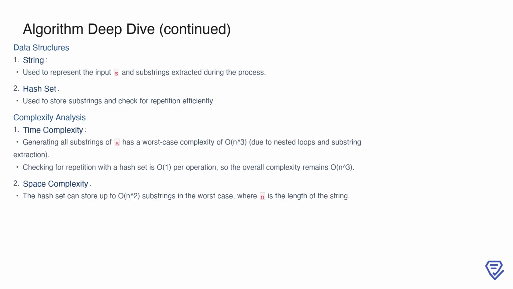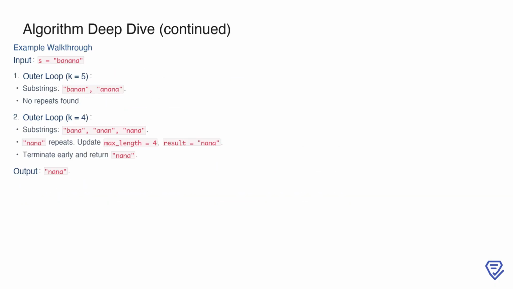While this approach is not the most optimal in terms of complexity, it's a straightforward way to solve the problem. Let's now go through an example to see how the brute force algorithm works in practice. Consider the input string s equals banana. We start with the outer loop where k equals 5, meaning we're looking at substrings of length 5. The substrings generated are banan and anana, but neither of these repeats.